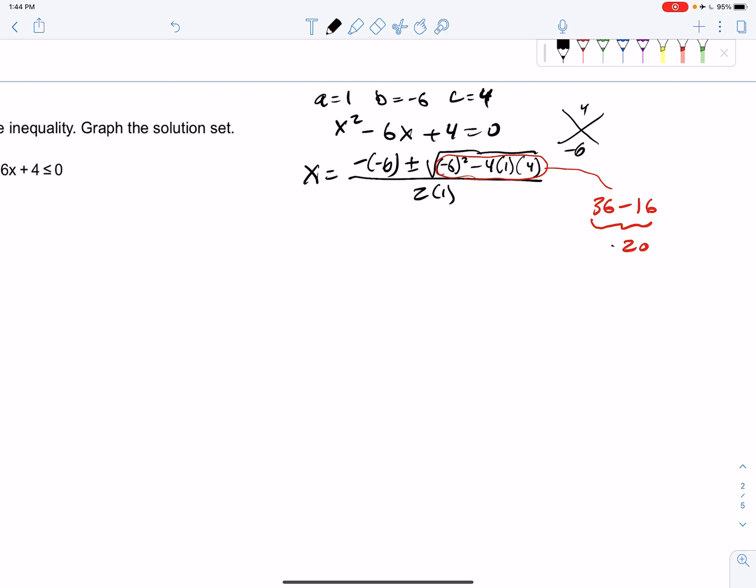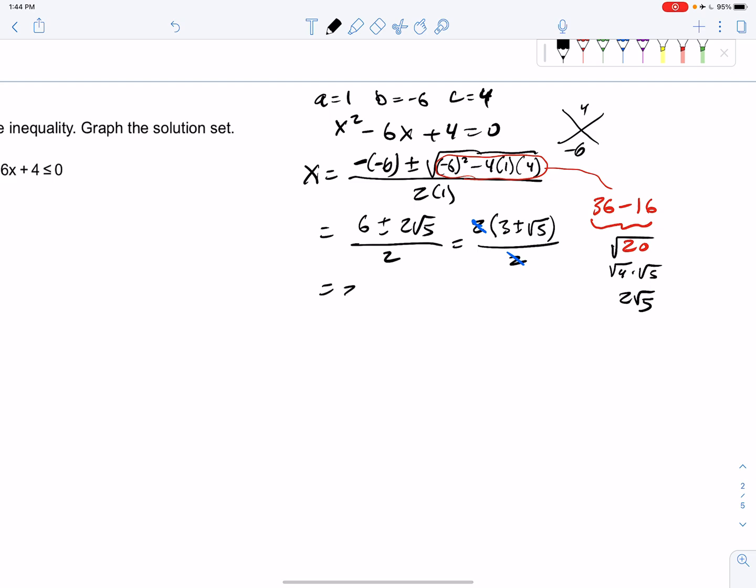Well, it's going to be square rooted, so let's go ahead and simplify that. And I can think of that as the square root of 4 times the square root of 5, so that's 2 root 5. So what do we have here? We've got opposite of -6, so we've got 6 plus or minus 2 root 5 over 2 times 1 is 2. Now you know we can factor out a 2 up top, which leaves us with 3 plus or minus root 5 over 2. So we can see a common 2 reduces, leaving us with 3 plus or minus square root of 5.